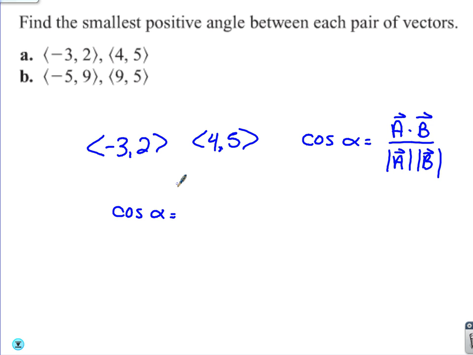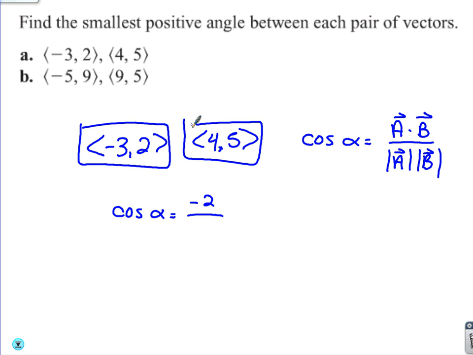-12 plus 10, which gives you -2. So we have -2 over the magnitude of A times the magnitude of B. Anybody do the magnitude of this in their head? The square root of 13 times the square root of 41. Good. Don't worry about trying to review those. We're going to type this straight into our calculator.